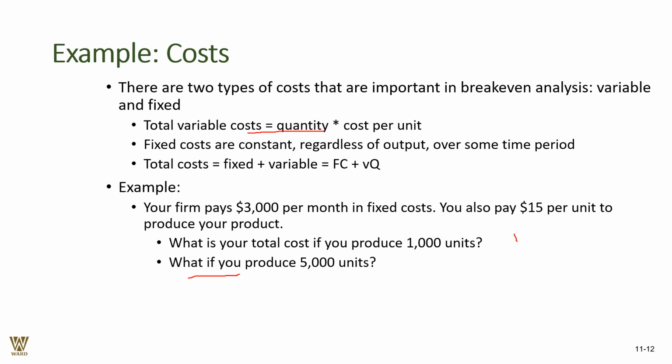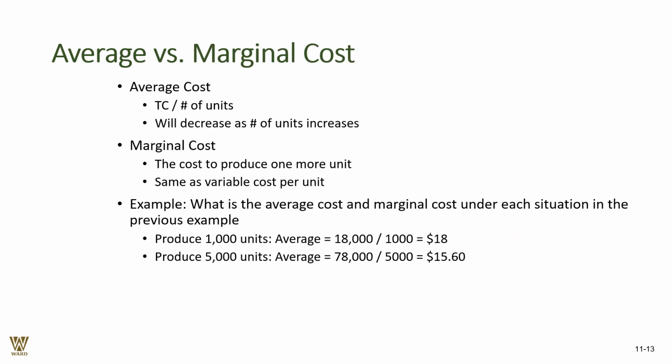For 1,000 units you require $18,000. For 5,000 units you require $78,000. Now this is your cost that comes around here. This is what we need to keep in mind. That is an example that I'm trying to give you.